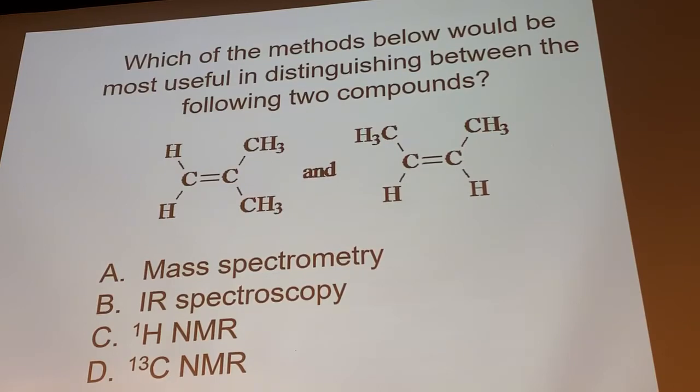Okay, so we can rule out mass spectrometry because these are constitutional isomers and have the same molecular weight and molecular formula. We can rule out IR spectroscopy because these two molecules have the same functional groups and would give the same types of peaks. So we're left with proton NMR and C13 NMR, okay?